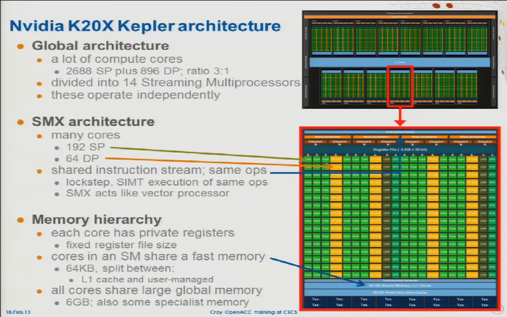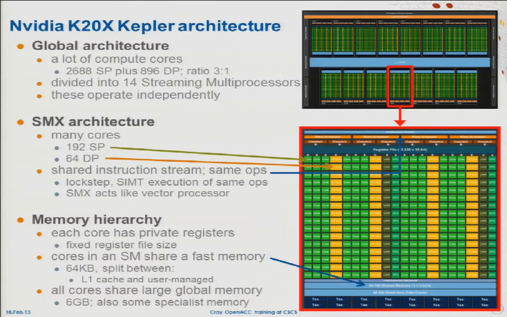I'm not going to talk in detail about the architecture. If you look inside the Kepler at a sort of block level, what does it look like? It's got lots of compute cores, lots of little floating point units. They're divided into groups which are called streaming multiprocessors, SMX. And these multiprocessors operate independently. Everyone shares global memory, but the little multiprocessors have access to their own little bit of memory, like a cache.